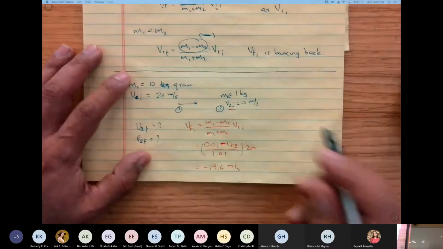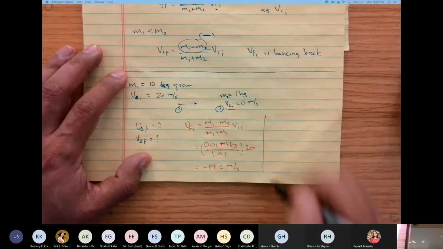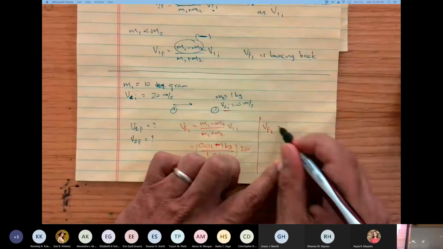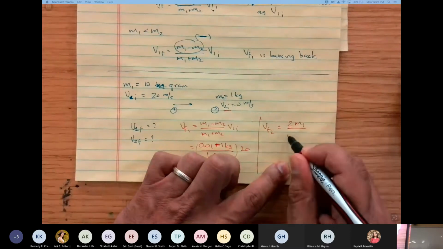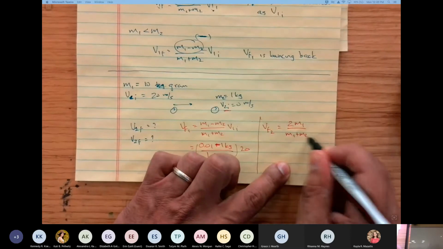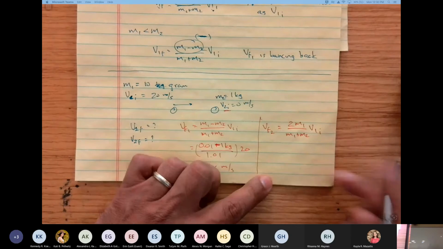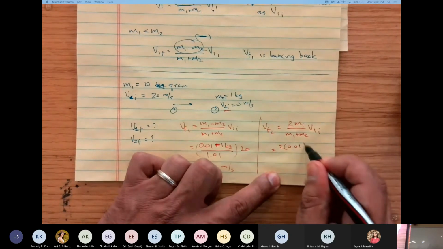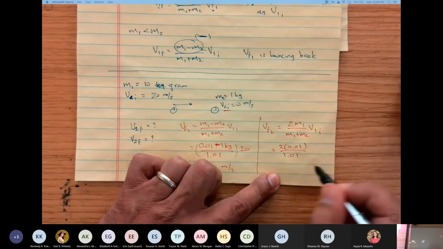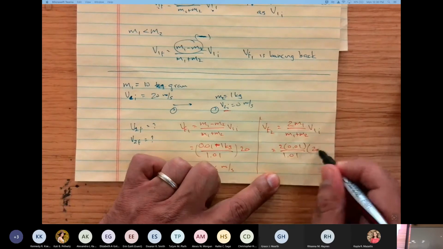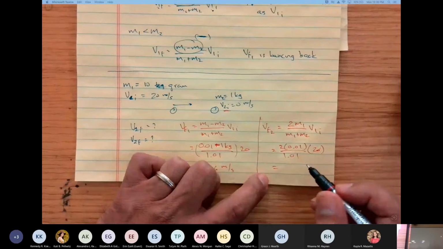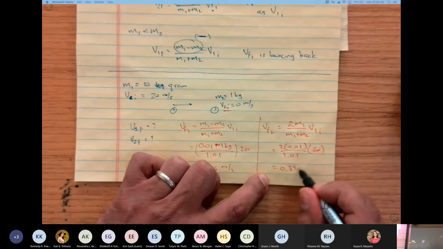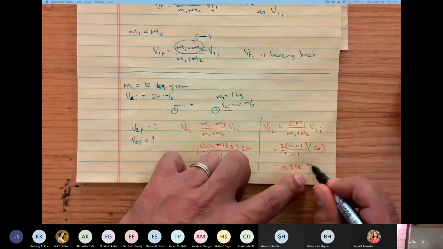Now for the second mass, this is going to be 2 times m1 over m1 plus m2 times the initial velocity of 1. So that would be 2 times 0.01 over 1.01 times 20. And you get, Mary, what you got? 0.396 meters per second. Yeah? Everybody got that?